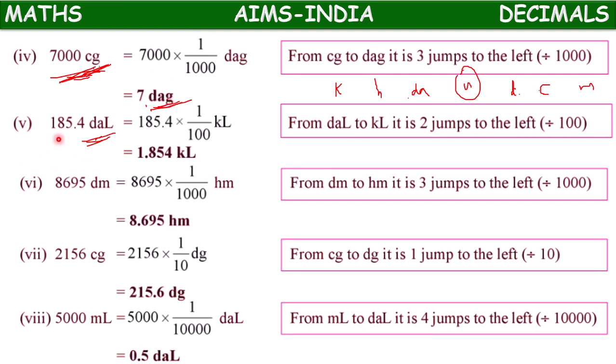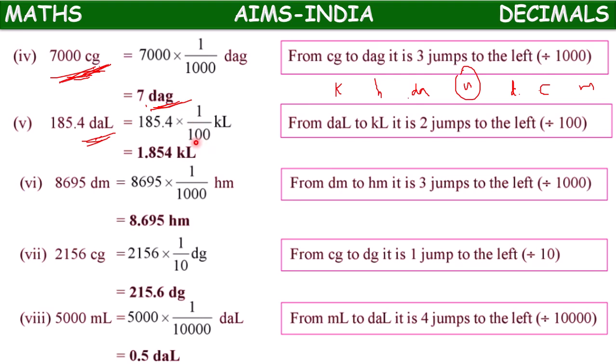So next, 185.4 decaliter to kiloliter. Decaliter to kiloliter, how many places? Deca to hecto, 1 place. Hecto to kilo, 2nd place. 2 steps, lower to higher, means we can divide with 1 by 100.